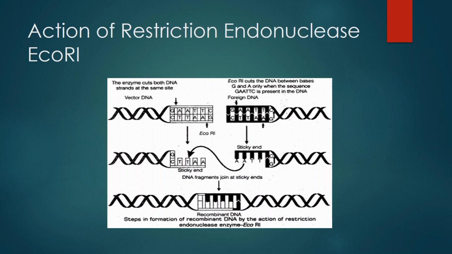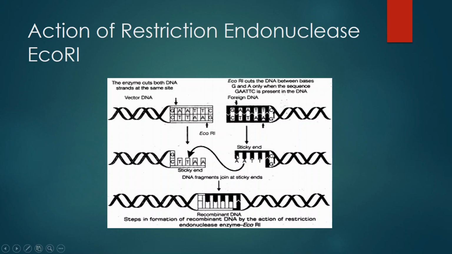Now, let us learn the action of restriction endonuclease. Let us learn it through an example of EcoRI. EcoRI finds the specific sequence of it, that is GAA-TTC. It finds the same in the vector DNA and the foreign DNA which contains the desired gene which needs to be inculcated into the new rDNA. It cuts between the G and A in both vector DNA and foreign DNA. It does not cut at the center of the palindrome. It cuts a bit away from the center, making the ends of DNA sticky ends.